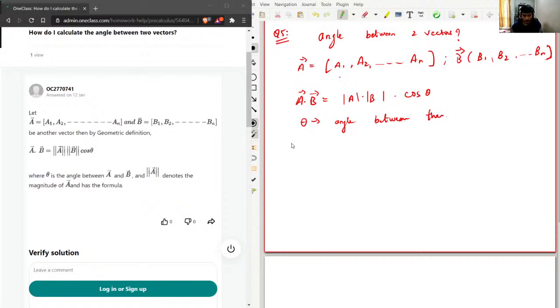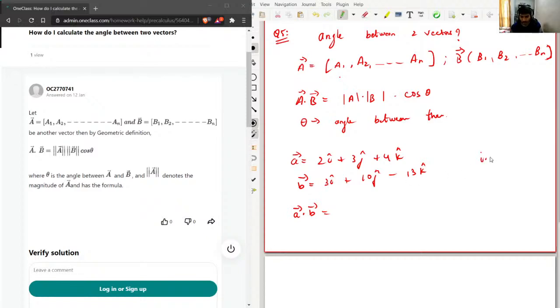So I'll just explain with an example. Let's say I have a vector a which is 2i plus 3j plus 4k, and let's say b is 3i plus 10j minus 13k. So first we need the LHS part, which is the dot product. So we'll go for a dot b.